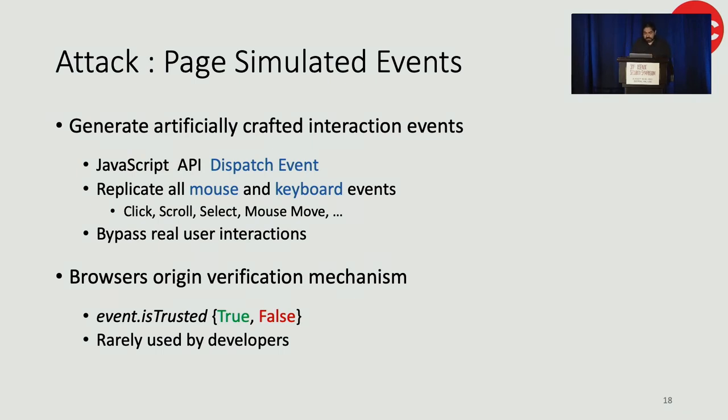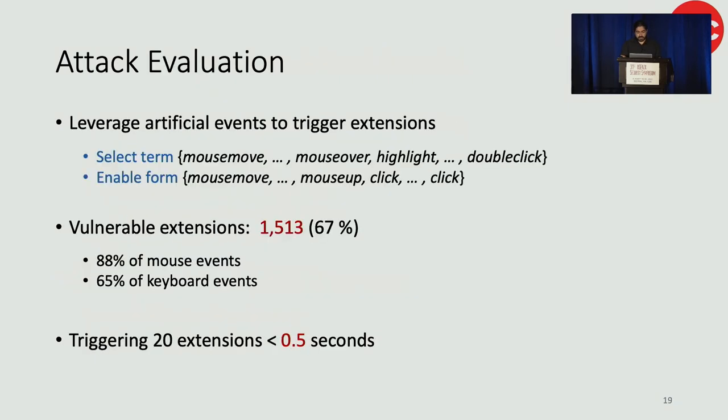However, it's not as simple, because browsers protect these kinds of events and include a specific read-only property on every triggered event. If an event comes from the user, it is flagged as true. If it's from the code, if it's a script event, it's flagged as false. So even if this property is available on every event that is triggered through the browser, we verified that developers do not really use this information. So in summary, our proposed attack employs this API and is able to leverage all the user interactions to trick extensions into believing that the users actually interacted with the page.